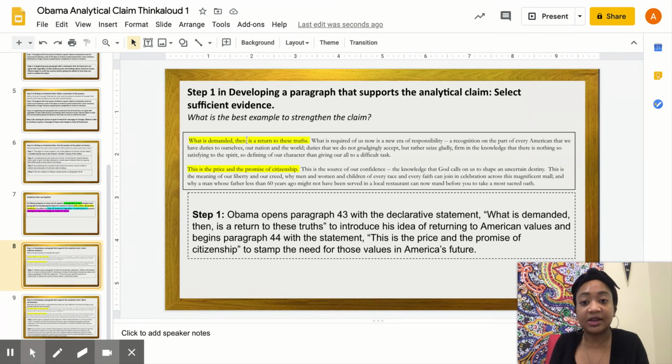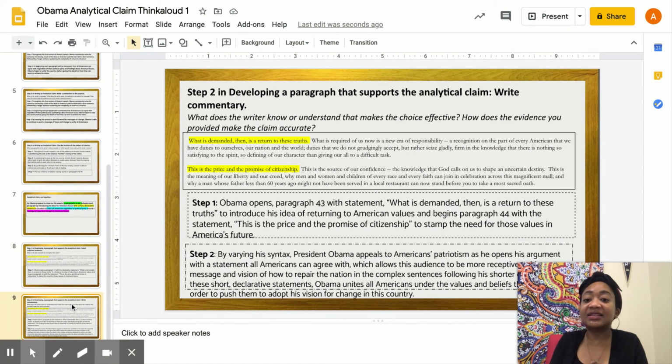What is demanded then is a return to these truths. This is the price and the promise of citizenship. All I'm going to do is just embed my evidence. So check out my sentence. Obama opens paragraph 43 with a declarative statement, "what is demanded, then, is a return to these truths," to introduce his idea of returning to American values, and begins paragraph 44 with the statement, "this is the price and promise of citizenship," to stamp the need for those values in America's future. So just an intro to my evidence, and I made sure to embed it right by explaining it a little bit more and telling what each of those sentences was about.